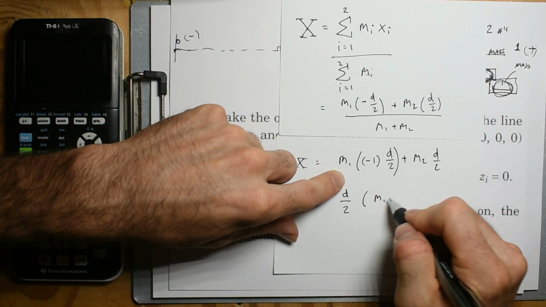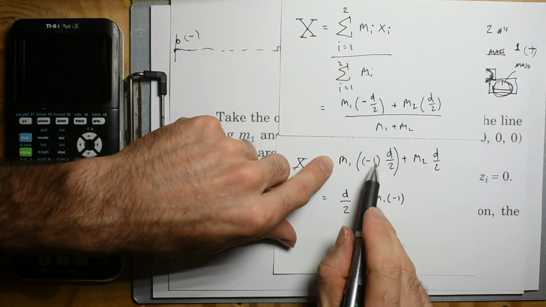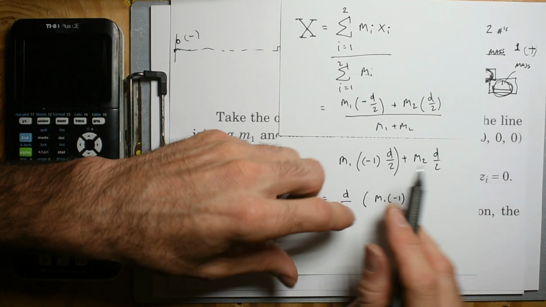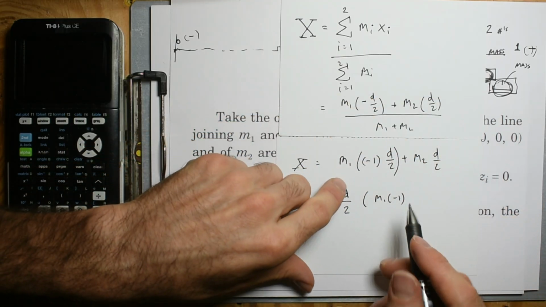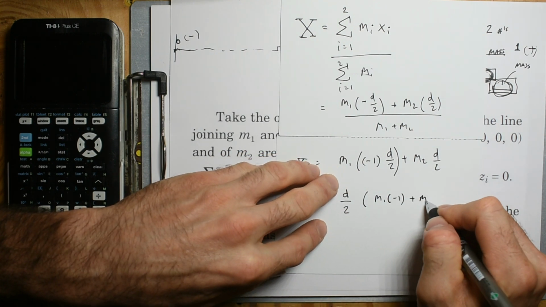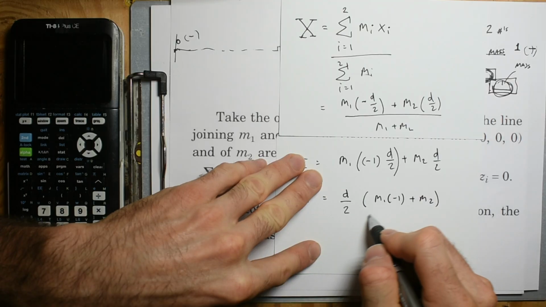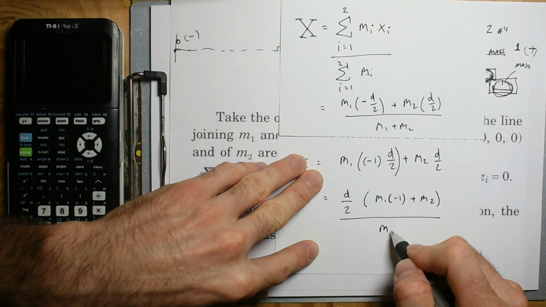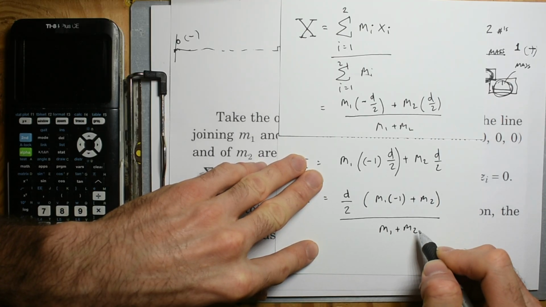m1, -1. Yeah, this is my favorite way to capture the negatives in a bubble, so they don't ruin my day. And so there you go. And then we're going to divide it by m1 plus m2.